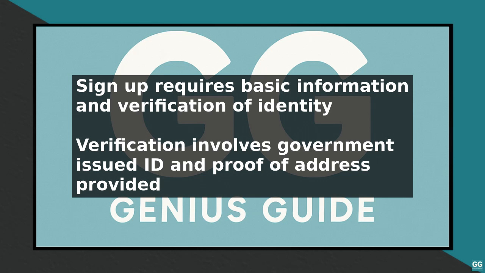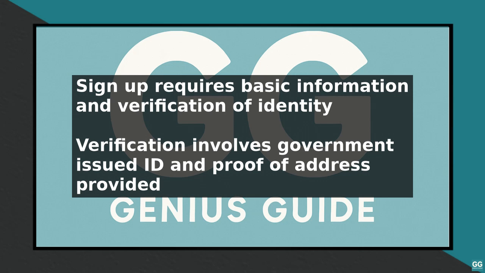Once you have signed up, you can start using your Revolut Standard account to make transactions. You can top up your account using a debit or credit card, or by transferring money from your bank account. You can then use your Revolut card to make purchases online or in store, or to withdraw cash from an ATM.